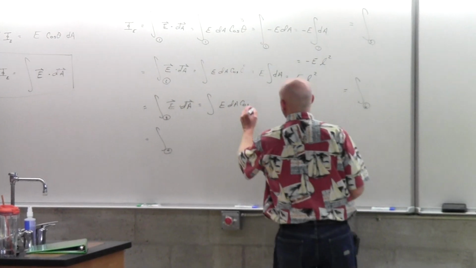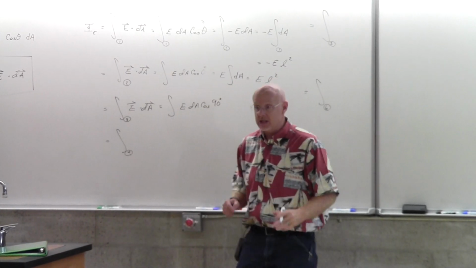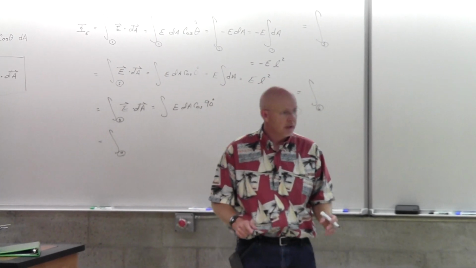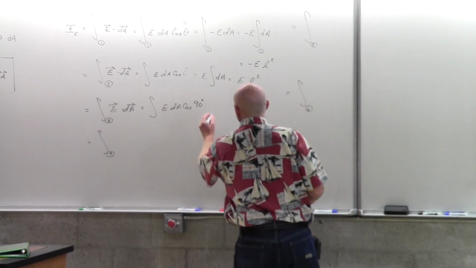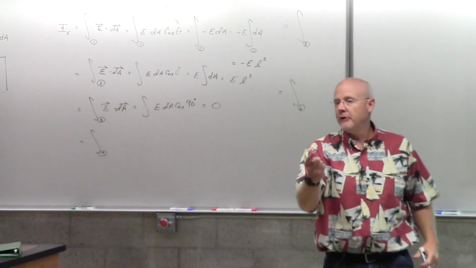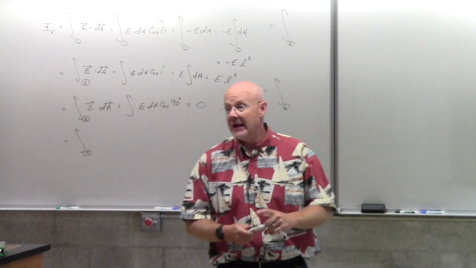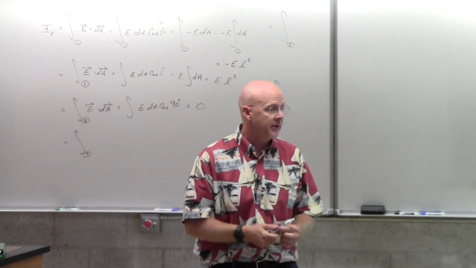And so I can put in 90 degrees and actually pull it out in front of the integral because it's 90 degrees everywhere over the surface. And of course, what is cosine of 90 degrees? 0. So the total flux through surface 3 is 0. And again, hopefully that fits your mental picture, right? That's the whole idea. Nothing's going in or out of that surface. That one's just skimming across the top.